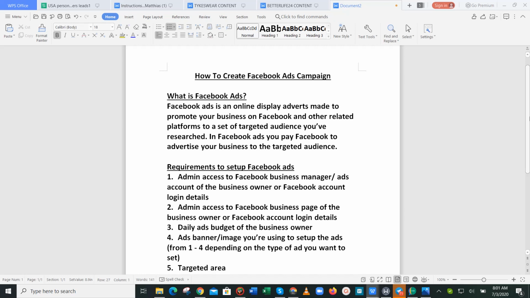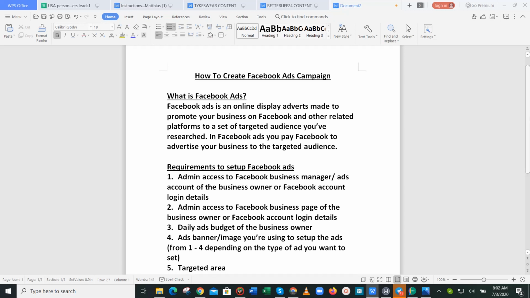Now, it is telling us that it's an online display advert made to promote your business on Facebook and other related platforms like Instagram. Because when you create ads on Facebook, there are some places that you can set up your ads. Maybe you want to remove it from Instagram or not, because it will automatically choose these platforms as the places where your ads will be showing to people. Not only on Facebook, it will be showing on other related platforms. Facebook owns Instagram as well, so it will be showing on Instagram.